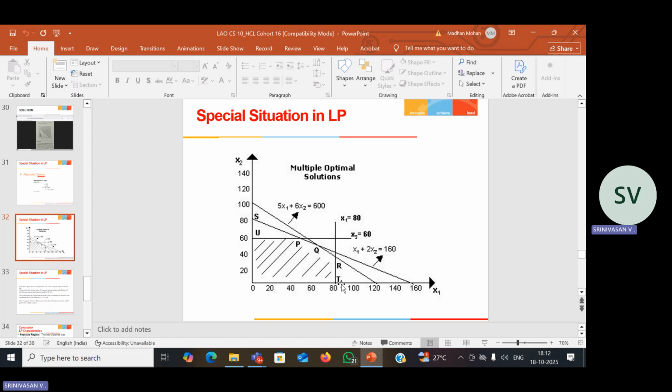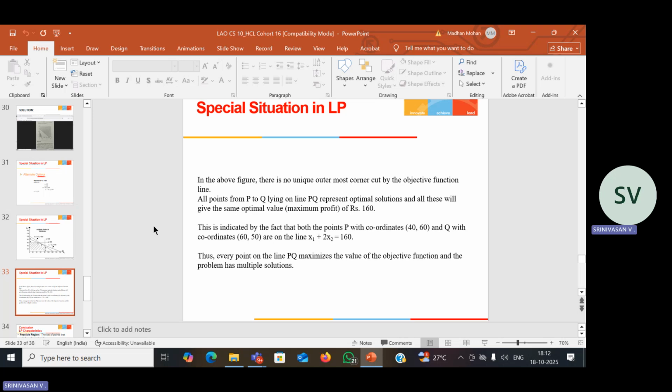Okay. Now, what's happening? Let us find values of the objective function at these points. In the above figure, there is no unique outermost corner cut by the objective function line. All points from P to Q lying on line PQ represent optimal solutions, and all these will give the same optimal value, maximum profit of rupees 160. And what is the meaning? This is indicated by the fact that both the points P and Q with coordinates (40, 60) and (60, 50) are on the line.